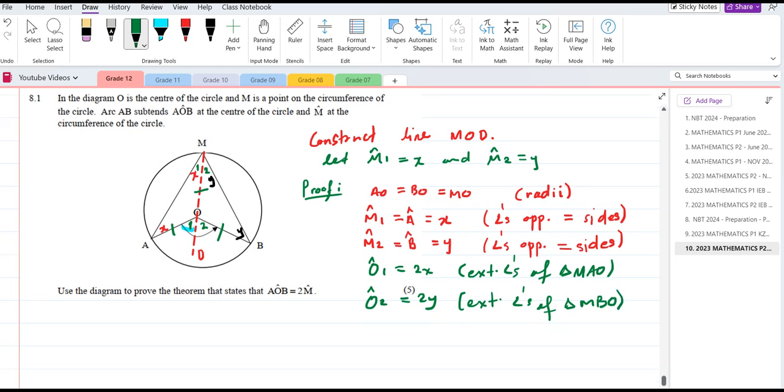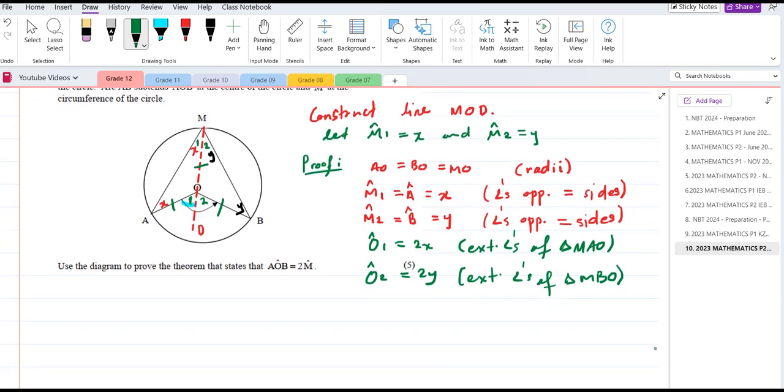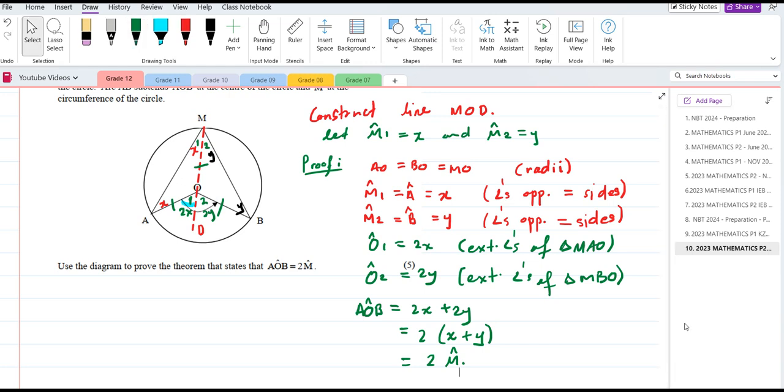Now, what is this entire angle AOB? So we got 2x here and we got 2y here. So AOB is equal to 2x plus 2y, which is summing up angles. So we got 2 into x plus y. Now what is x plus y? M1 plus M2, which is equal to 2 times angle M, and that completes the proof. I hope you guys understood that. So AOB is equal to 2 times angle M. Moving on to the next question.